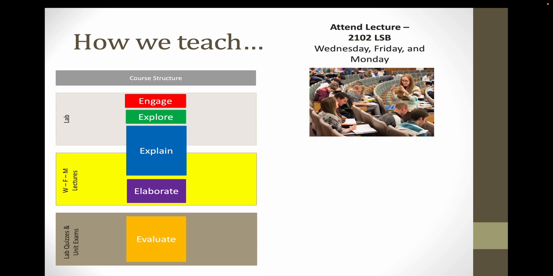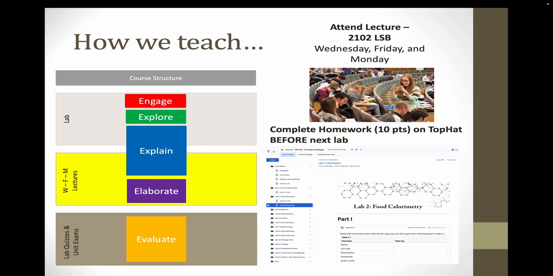Wednesday, Friday, Monday. And then before the next lab, you're going to go back to that homework now that things have been explained a little better, and you're going to do it for points. You're going to complete it for accuracy, and then you'll get that additional 10 points. So each homework assignment is worth 15 points. You need to attempt it first, come to lecture, and then complete it before the next lab.